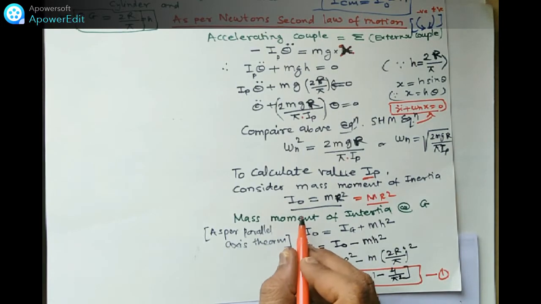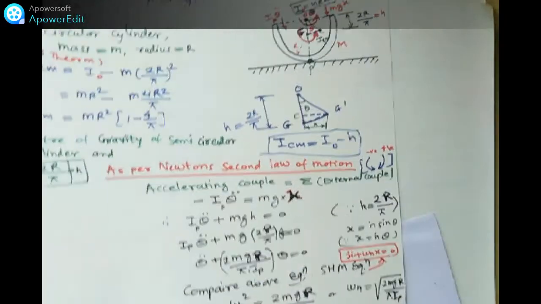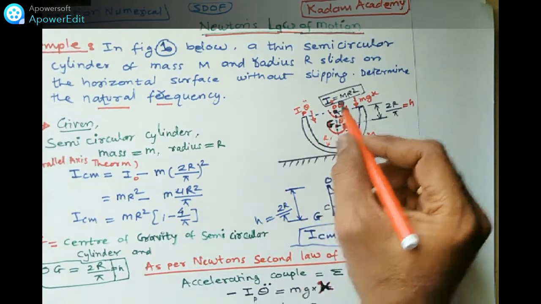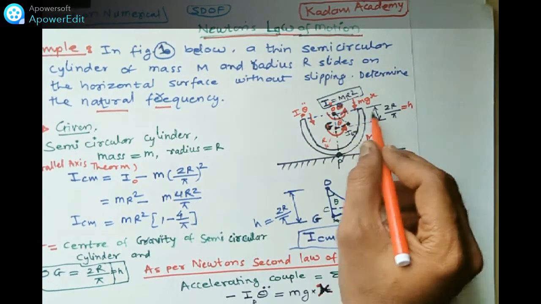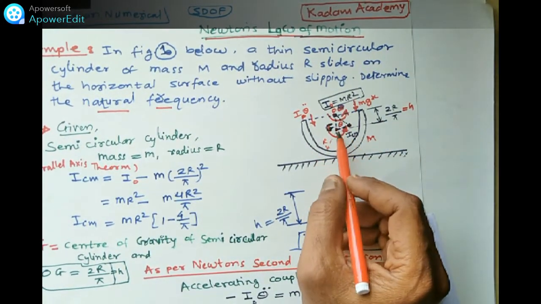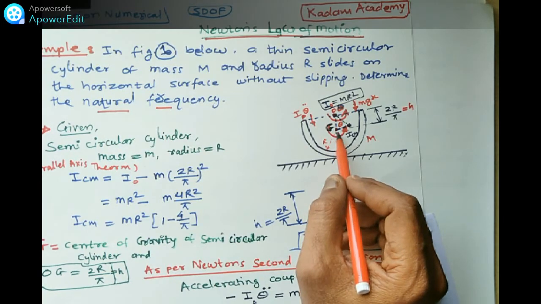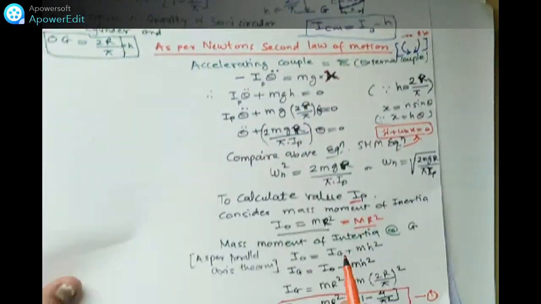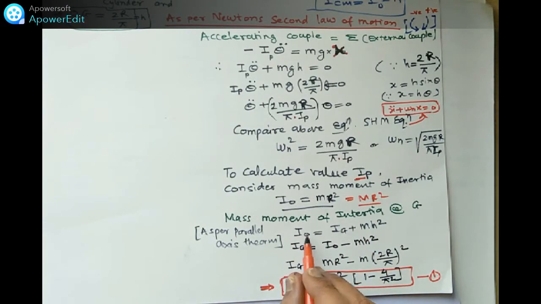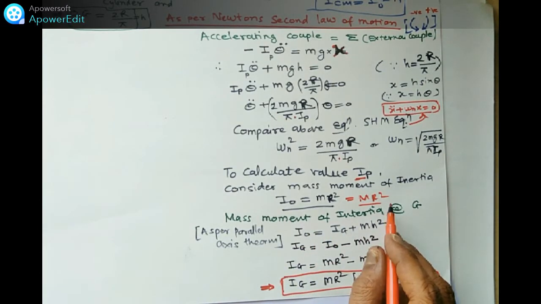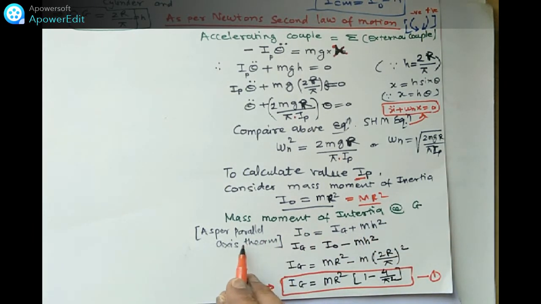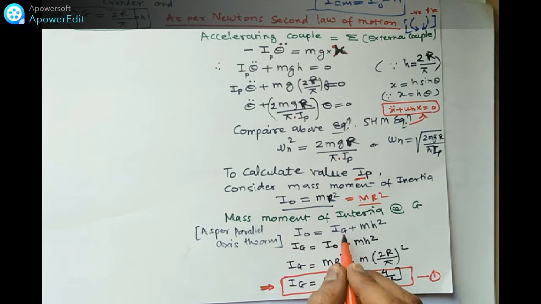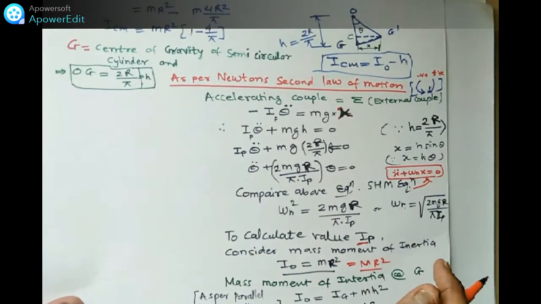This is the mass moment of inertia about G. The O point is the center of this half semicircular, and G is shifted somewhere here at a distance of h. In this case, this Io is mr square. Already we have the mass moment of inertia about G, which we can write as per the parallel axis theorem: this Io is equal to Ig plus ms square.